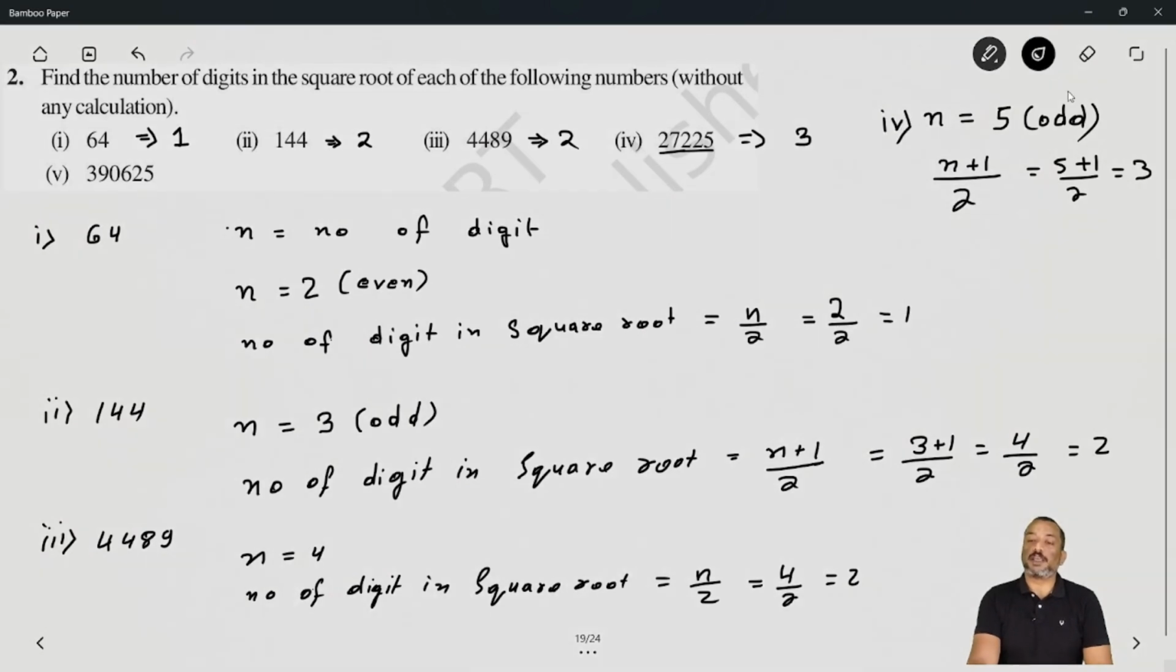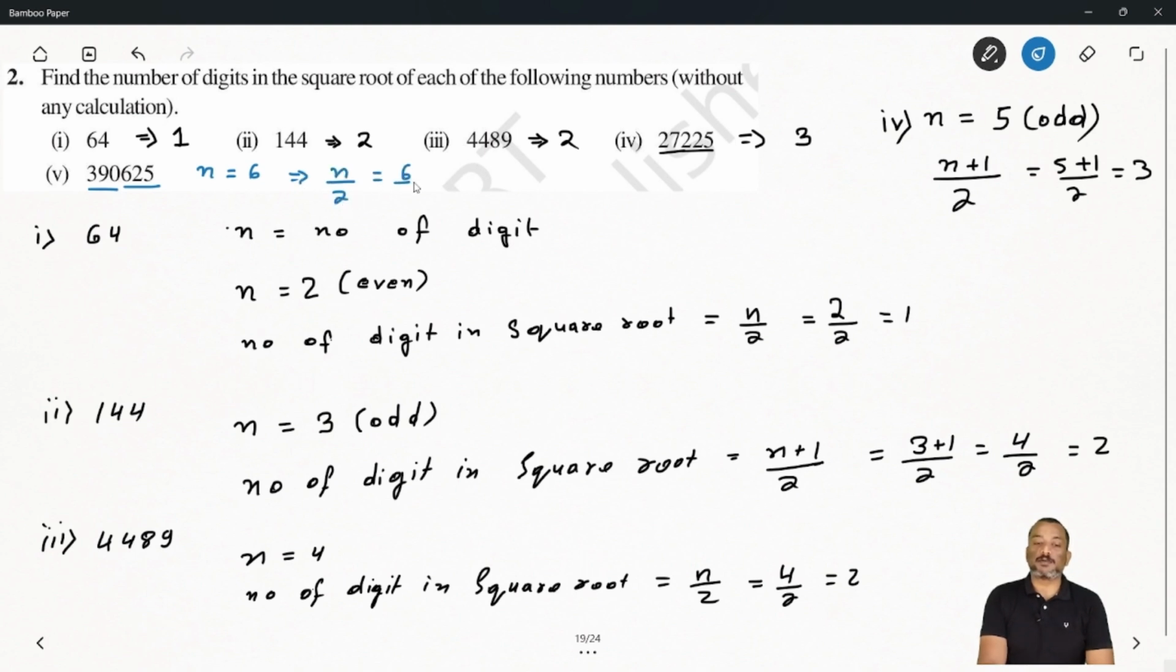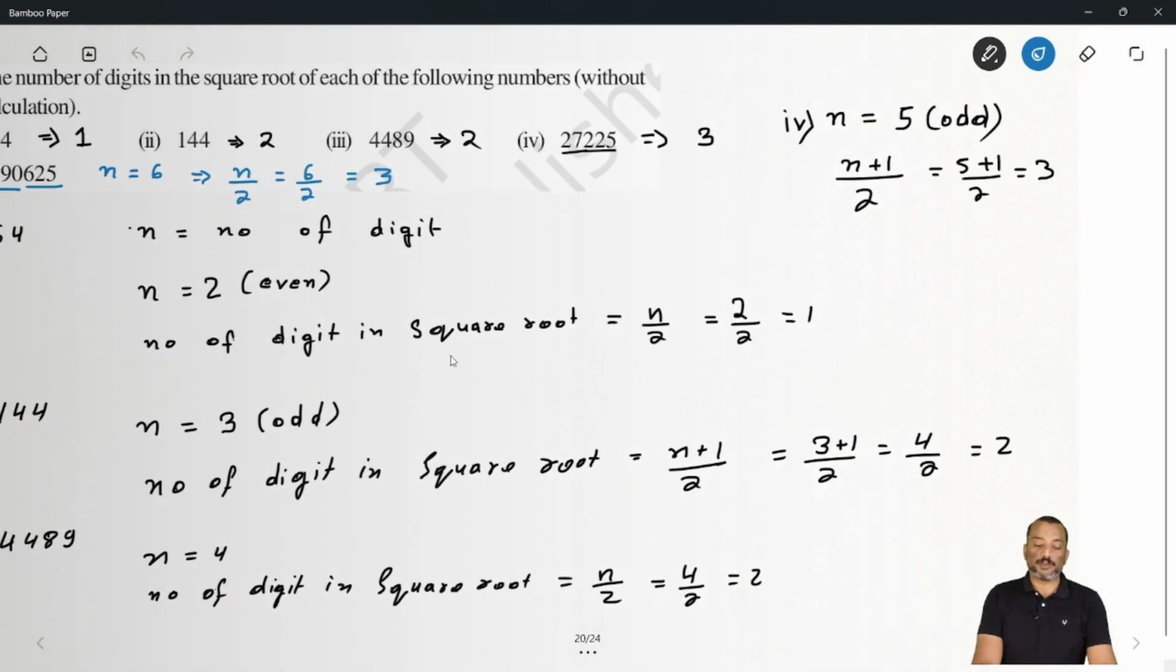Now in the same way, question number 5. Here how many digits? 6 digits. So n is equal to 6. The number of digits in the square root is n by 2, so 6 by 2, we will get 3. Hope this is clear with this trick.